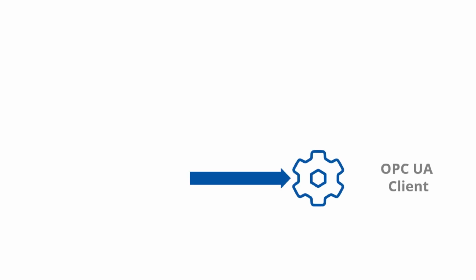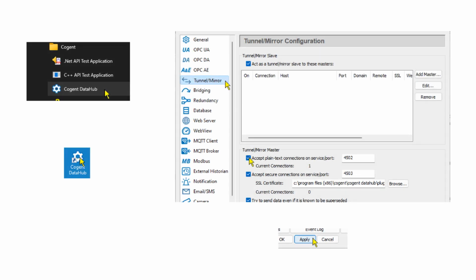We will start with the DataHub instance on the OPC UA client machine by configuring it as a tunnel master. On the OPC client computer, start the DataHub, and from the Properties window, select the tunnel/mirror option. Make sure Accept Plain Text Connections is configured for port 4502. That port must be opened on this computer to make the connection, but no firewall ports need to be open on the OPC server computer.